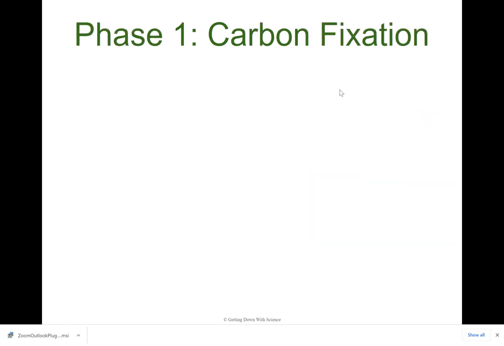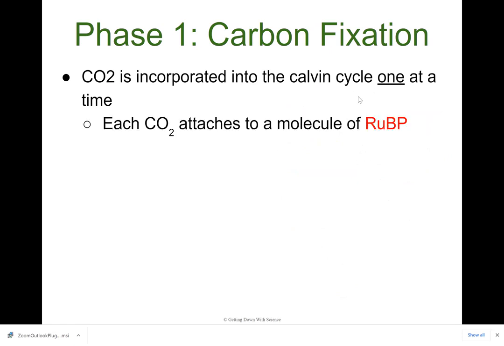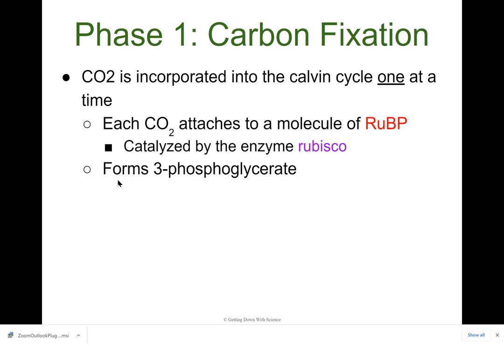Okay, so phase 1 is carbon fixation. So the carbon dioxide becomes incorporated into the Calvin cycle one at a time. We're going to bring one carbon dioxide in at a time to use. Each carbon dioxide is going to be attached to a molecule of RUBP. That's the initial substance in the Calvin cycle that we're going to work from. It is catalyzed by an enzyme known as Rubisco. So remember, enzymes are what makes it possible for life to happen because it makes the reactions happen faster. This is going to form something called 3-phosphoglycerate.